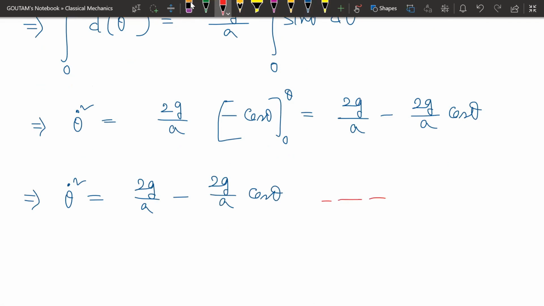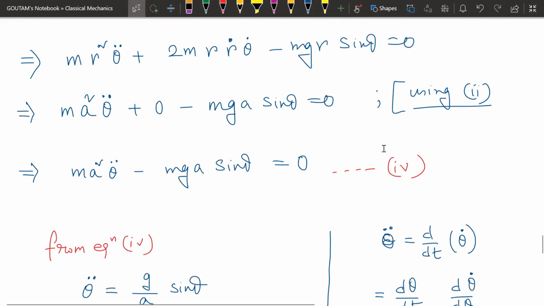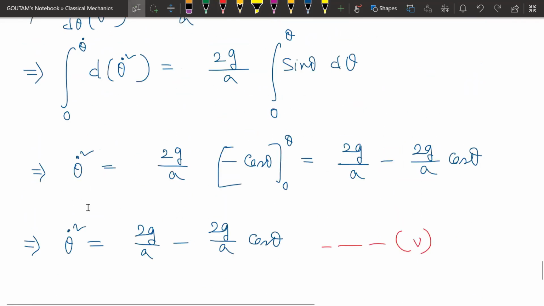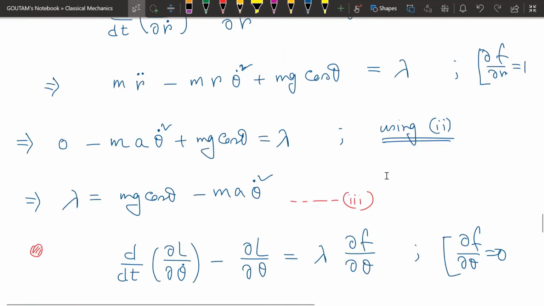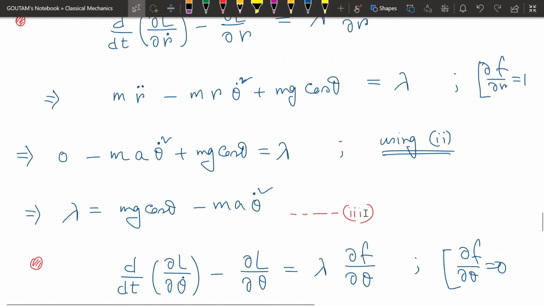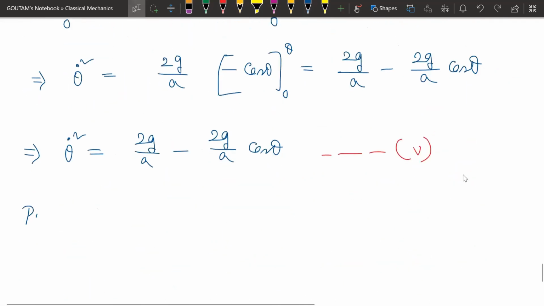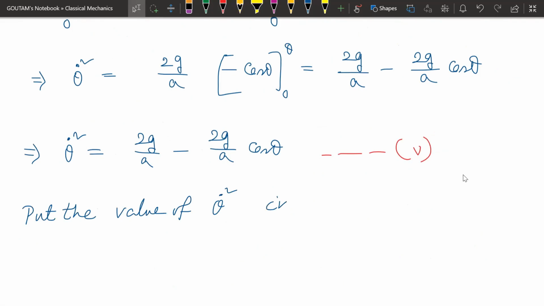Let's call it equation 4. Okay, we already had equation 4, so let's call it equation 5. Now we have the value of theta dot square. Let's put this value in equation 3.